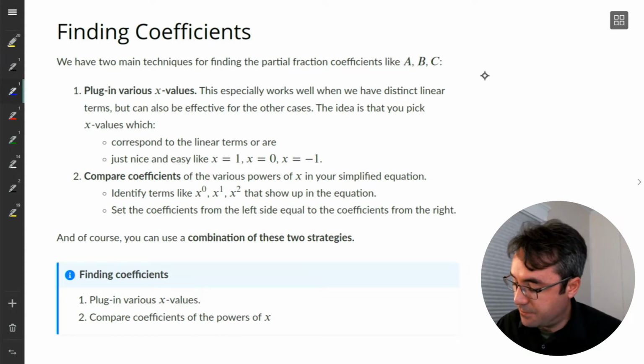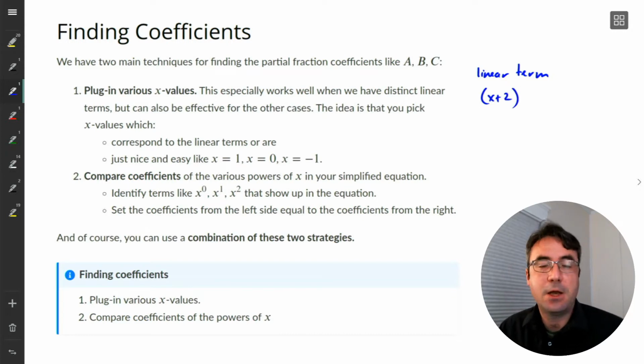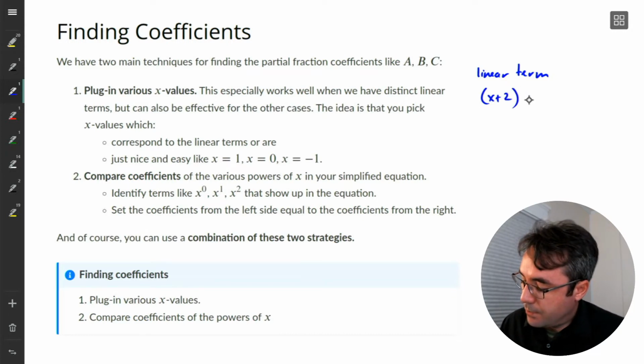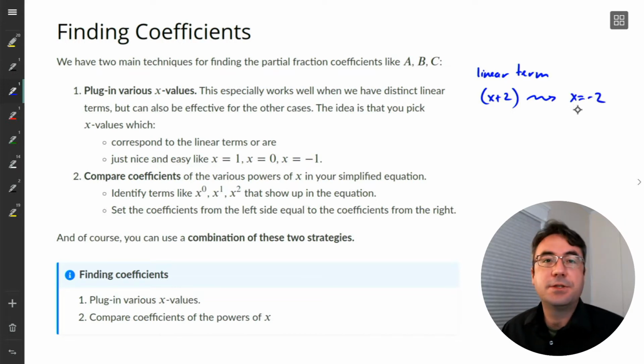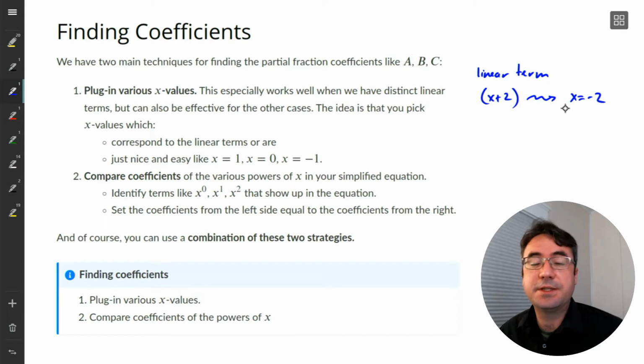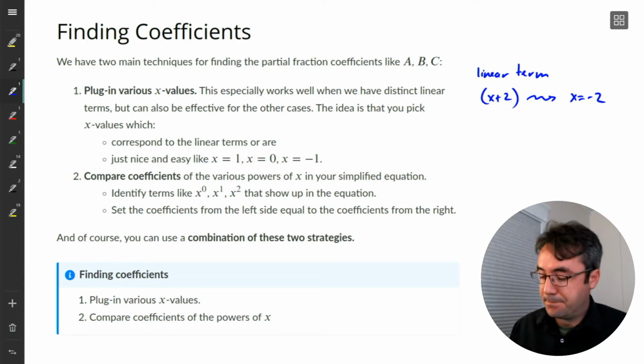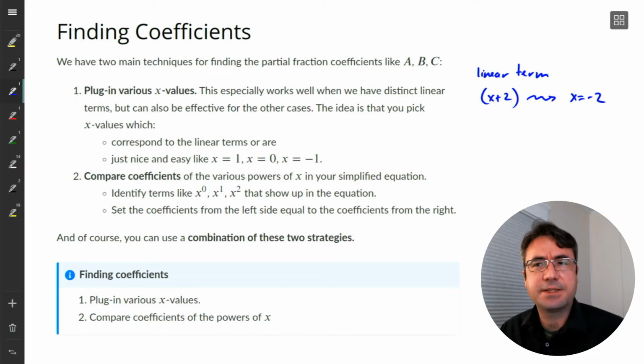So for instance, if we had the linear term x plus 2 in our equation, we would pick x equals negative 2 to plug into the equation. The reason is we're going to get a bunch of cancellation. We saw that in a few examples last time.